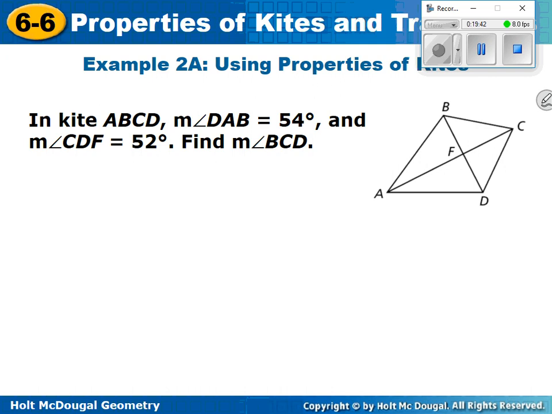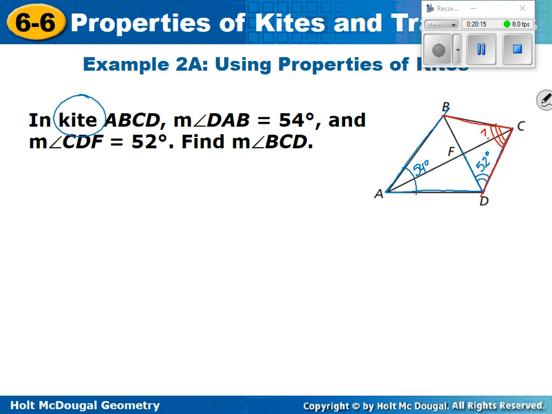So I want you guys to help me out explaining and making sure we're all clear about some things here. We have a kite, and I think all 3 questions were the same picture, right? Okay, so I'm just going to label one picture here. DAB was 54 degrees. CDF, this angle right here, was 52 degrees. And they wanted me to find angle BCD. So B to C to D.